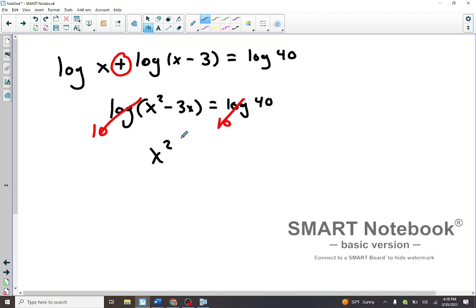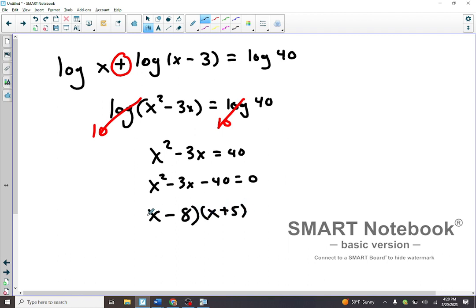Why am I allowed to do that? Because this is an imaginary 10 now. So x squared minus 3x equals 40. A little bit of rewrite: x squared minus 3x minus 40 equals 0. This is algebra 1, just in January. So then we factor: x minus 8, x plus 5, I should say, equals 0. So negative 5 and 8.